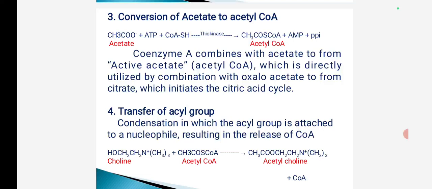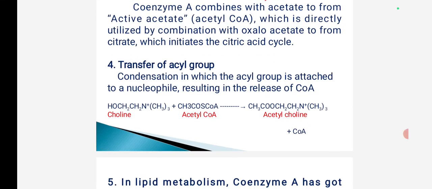Fourth example, transfer of acyl group. Condensation in which the acyl group is attached to a nucleophile, resulting in release of coenzyme A. Choline reacts with acetyl group, which gives acetylcholine and also CoA.